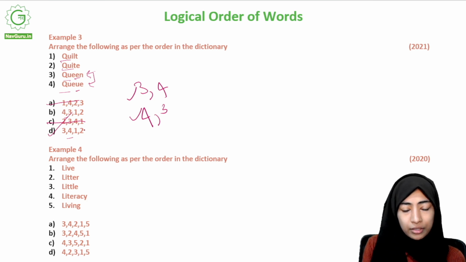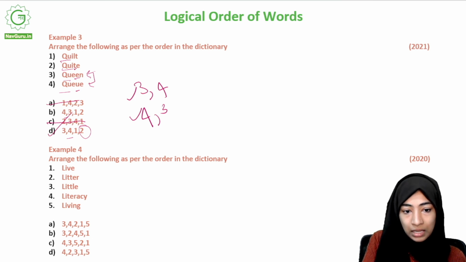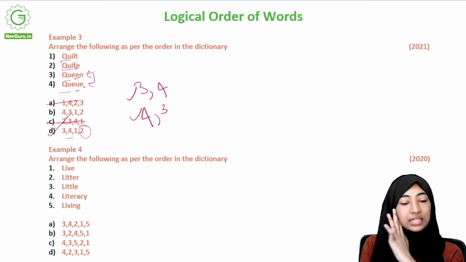Okay, and just cross check. 2 is the last one. Will 2 be the last? Yes, because T comes last, right? T comes after it, right? So that's an easy way of doing it.